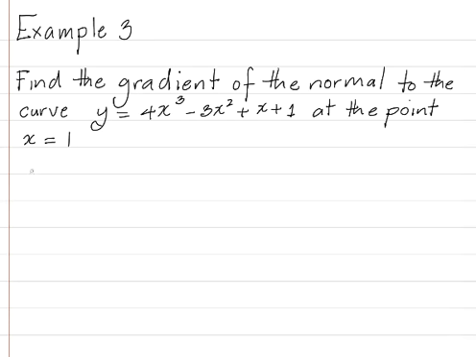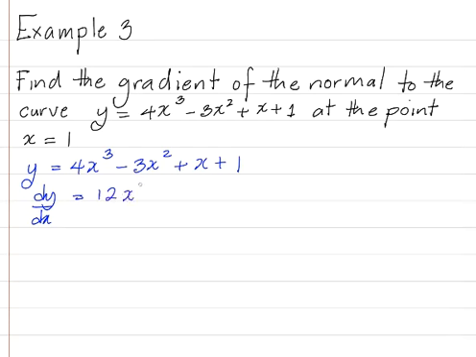So I have y is equal to 4x cubed minus 3x squared plus x plus 1. dy by dx: 3 comes to the front, so it's 3 times 4, which is 12x. You decrease the power by 1 from 3 to 2. Minus 2 3s are 6, decrease the power from 2 to 1, and plus x, if you differentiate x, you're going to get 1. And if you differentiate 1, you're going to get 0. So dy by dx is the gradient of the curve.